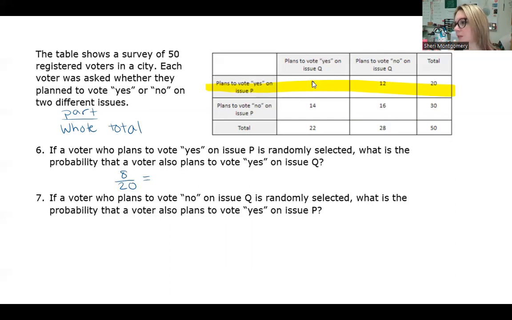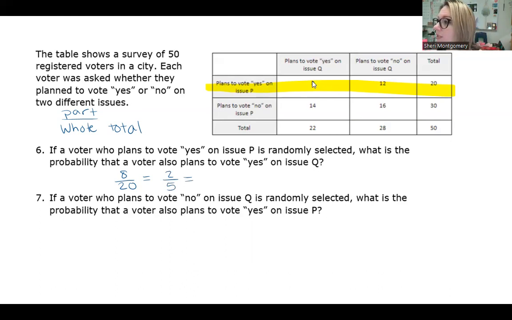Does that fraction reduce? It can reduce. They're both divisible by 2, so it definitely can reduce. So what can it reduce to? In fact, they're both divisible by 4. How many times does 4 go into 8? Twice. And what about 20? 5. Okay, so that is a reduced fraction.